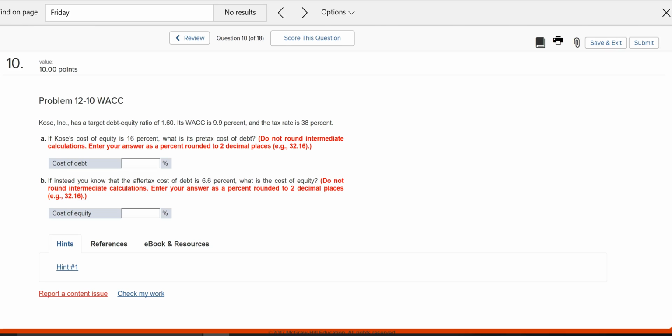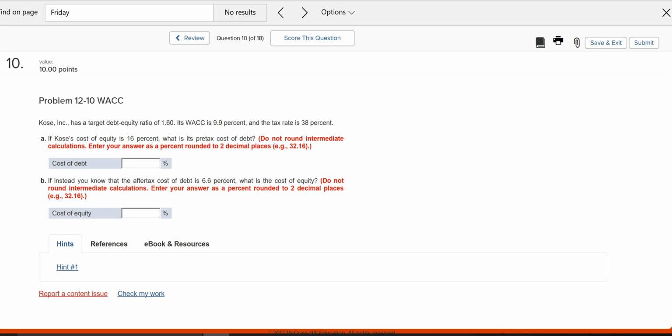This is problem 12-10. Coles Incorporation has a target debt equity ratio of 1.60. Its WACC, weighted average cost of capital, is 9.9%, and the tax rate is 38%. A, if Coles' cost of equity is 16%, what is its pre-tax cost of debt?